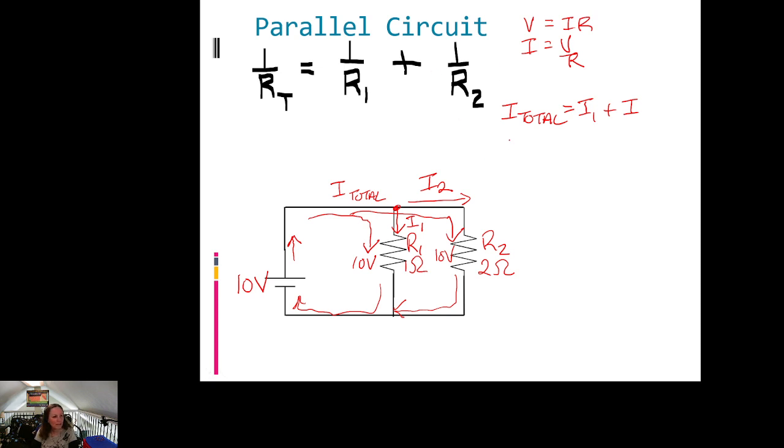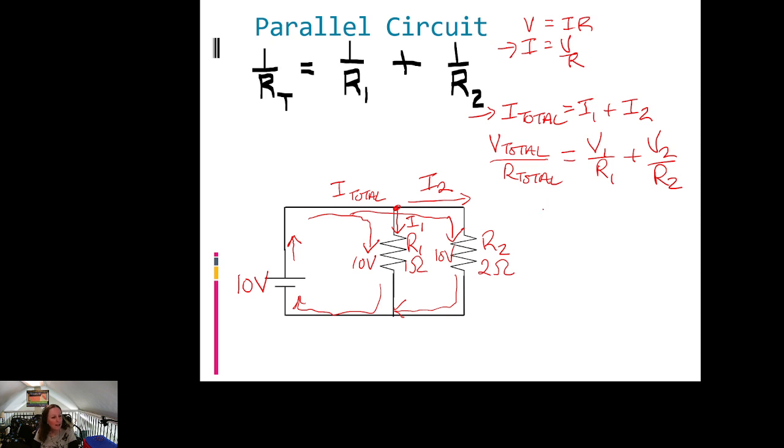So what can we do? We can look at this right here. Current total equals I1 plus I2. So what can we think of? Oh, we can use this formula. So current equals voltage over resistance. So current total is voltage total all over resistor total. And you'd have to calculate the total resistance of the circuit. And then we have voltage 1 all over R1 plus voltage 2 all over R2. And this is pretty hard math, and that's okay.